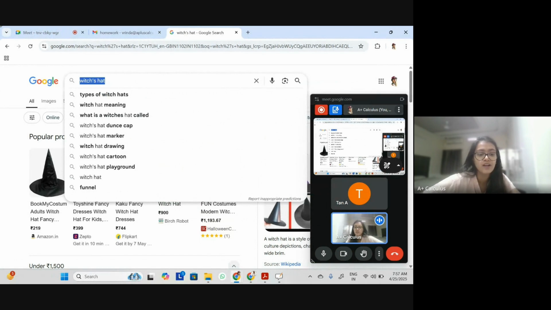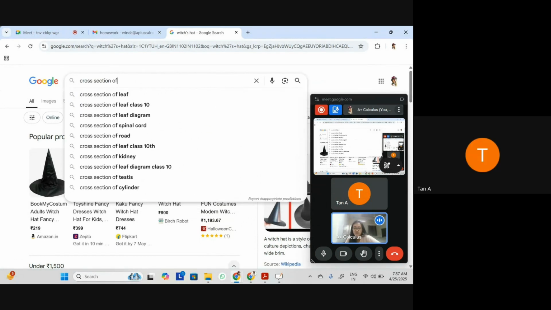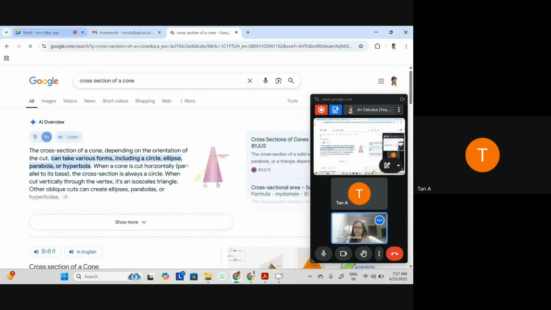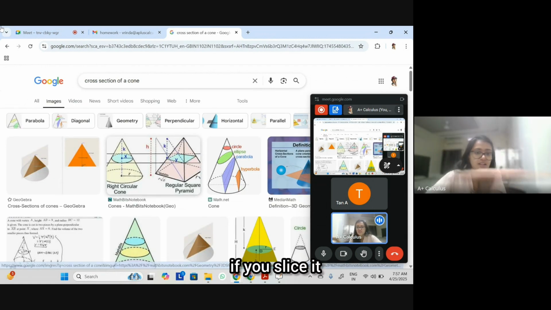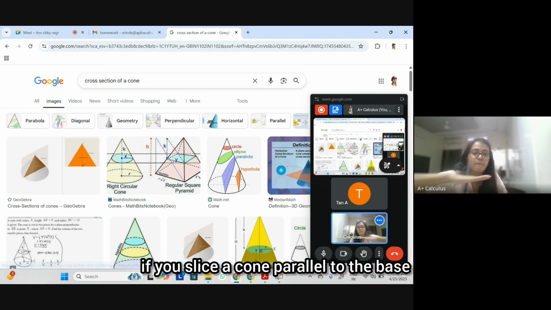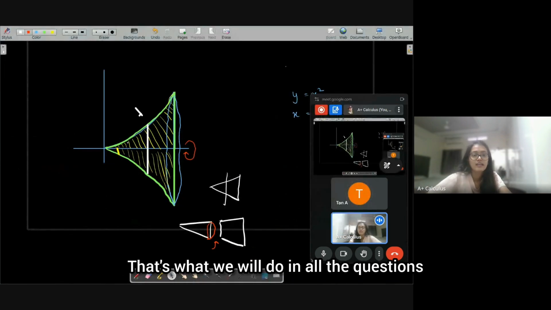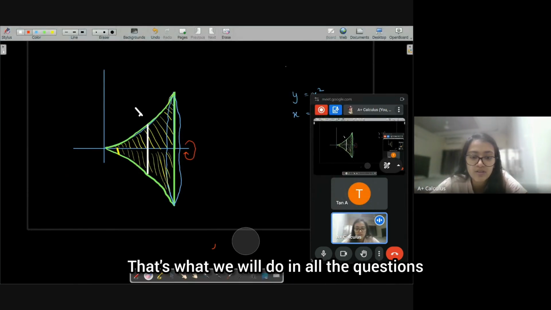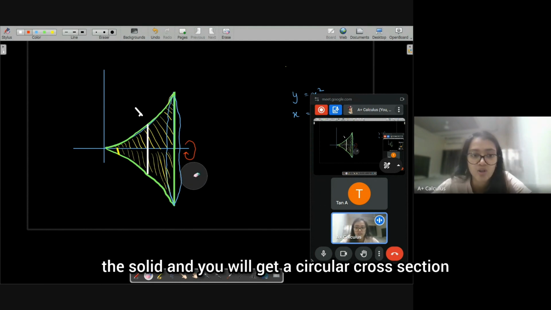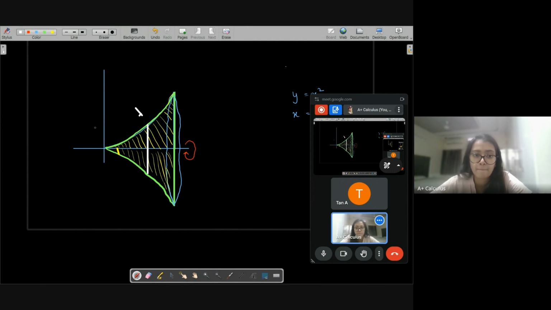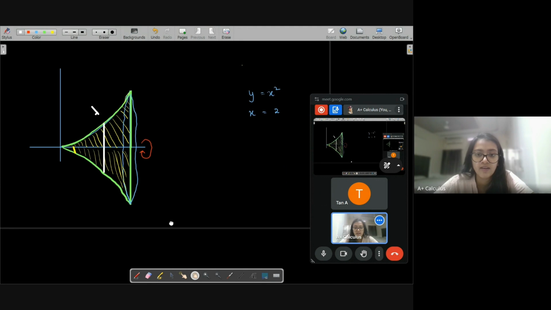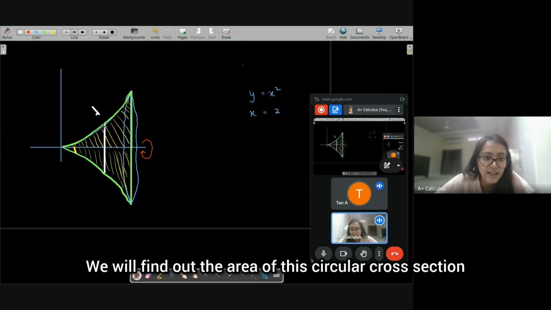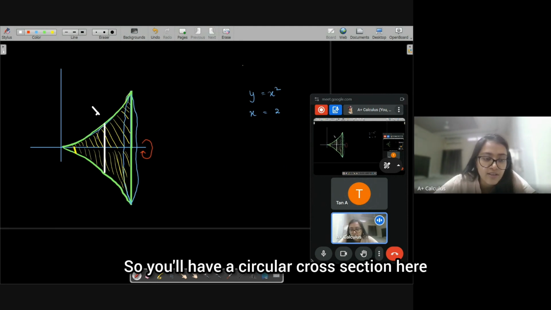Okay, I'll show it to you. Cross section of a cone. See, like this one. If you slice a cone parallel to the base, you will see a circle. That's what we will do in all the questions. We will slice the solid and you will get a circular cross section. So in order to find out the volume of the solid, we will find out the area of this circular cross section. So you'll have a circular cross section here.